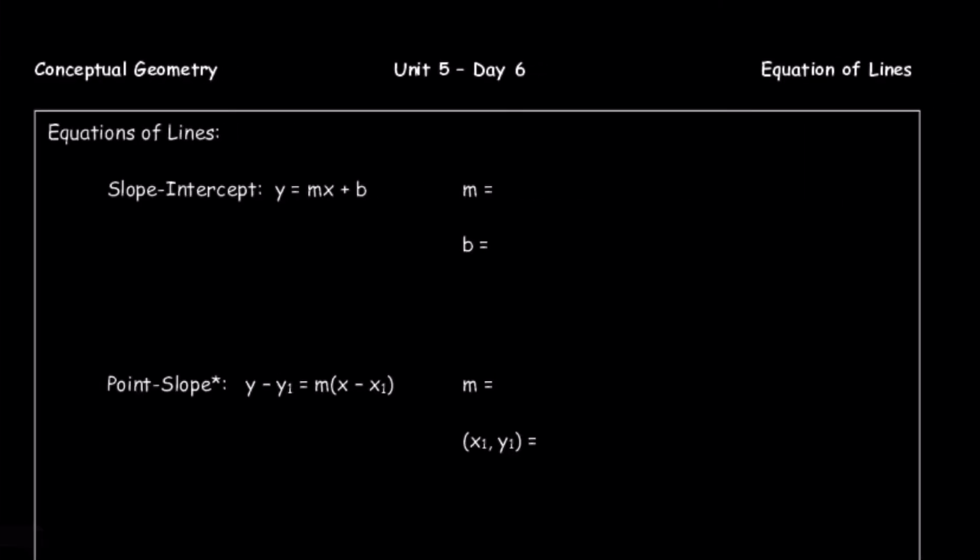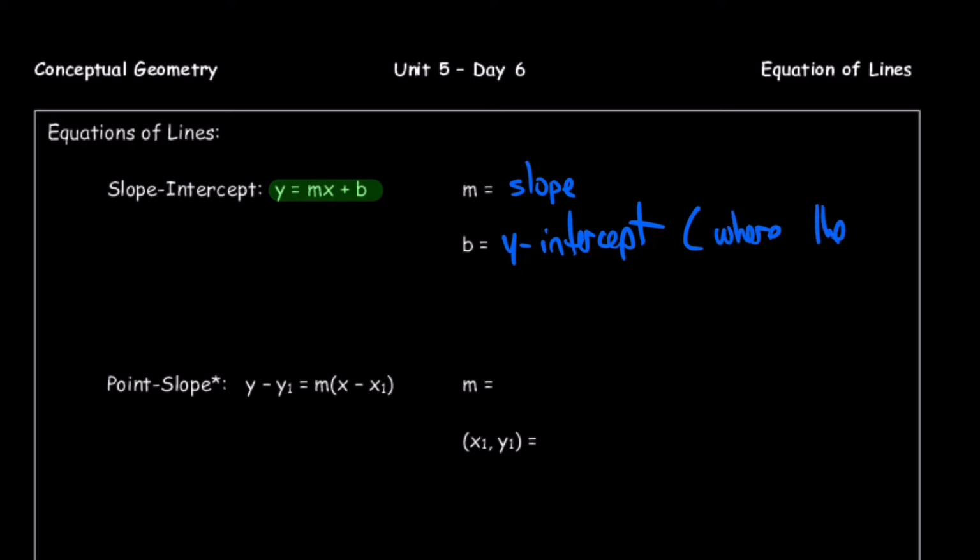The first equation of a line we're going to talk about is the one you're probably most familiar with, slope-intercept. That's this one right here, your good old y equals mx plus b. In that equation, m equals the slope, and b equals the y-intercept, which simply means where the line crosses the y-axis.